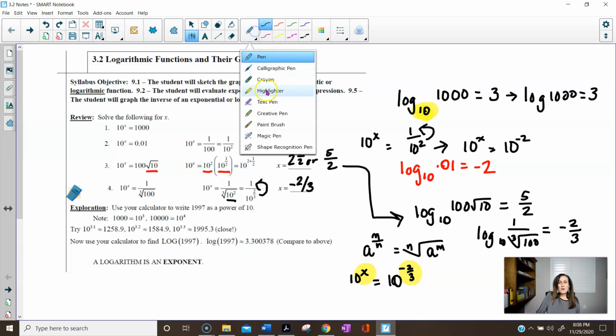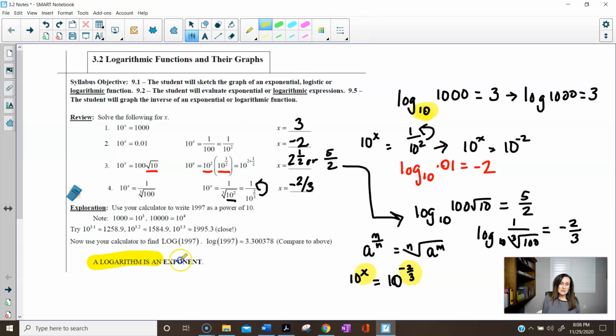So the thing to know about a logarithm is that it is an exponent. Now, this exploration is kind of fun.